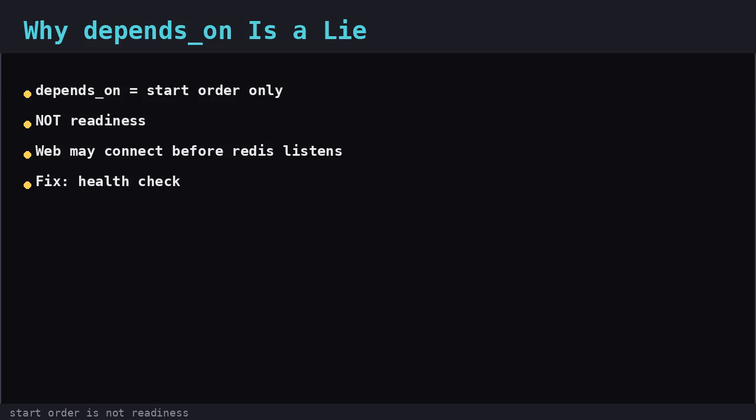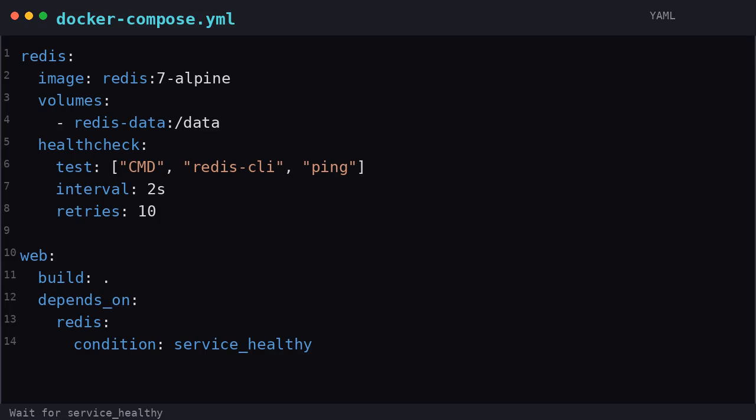Add a health check to Redis. Test with redis-cli ping. Interval 2 seconds. 10 retries. Then in web, change depends_on to a condition. service_healthy. Now Compose waits for the condition, not just the order. This started versus ready distinction is one of the most important in all of distributed systems. You will hit it again in Kubernetes probes. This is a lesson you will carry forever.